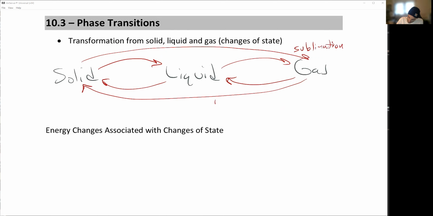Gas all the way to solid, deposition. Solid to liquid, fusion or melting. And liquid to solid is going to be freezing. Liquid to gas, vaporization. Again, evaporation is not really, because that usually just refers to water, but vaporization is more correct. And then condensation, going from gas to liquid.